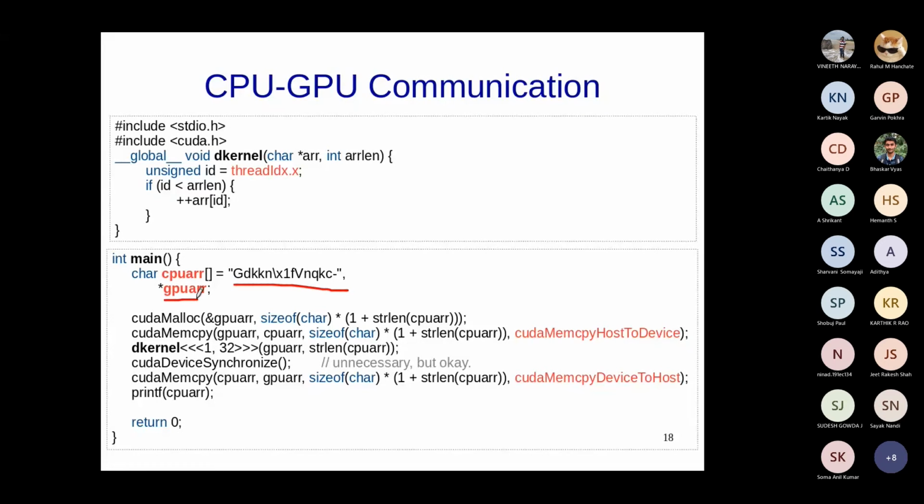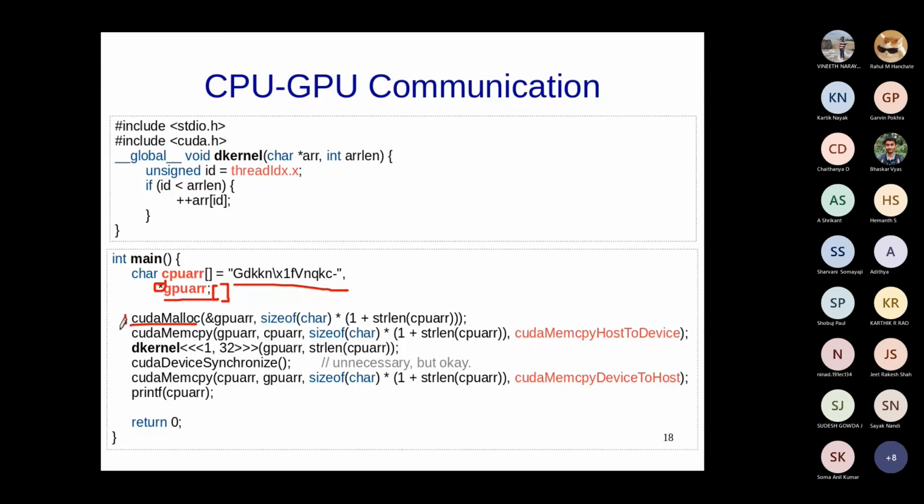The GPU array cannot be declared using the array brackets, because I don't know how many elements to declare it with. That is one. The second one is, even if you know, we don't want this memory to be on the CPU. We want it to be allocated on the GPU. That must be allocated using cudaMalloc. And therefore, I have to declare it as a pointer. So I declare that pointer and I do a malloc.